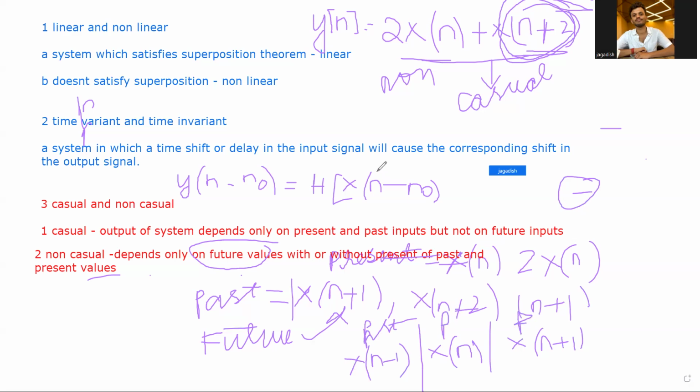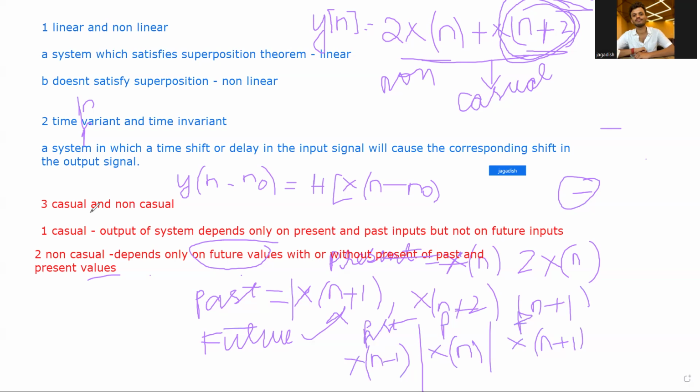If there is no sign involved in it, then it is called present. If it is negative, past. If it is positive, future. That's all. Did you finish? Okay. Understood? Yes sir.